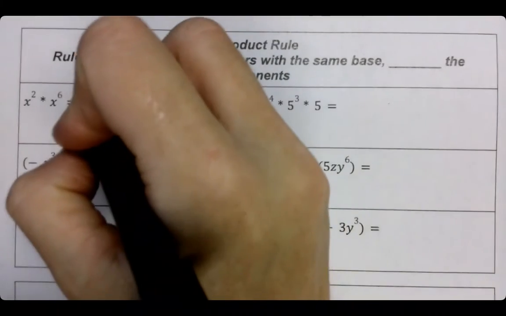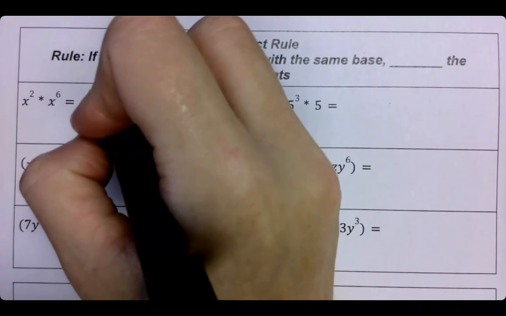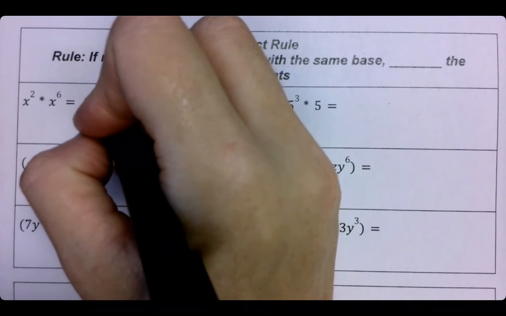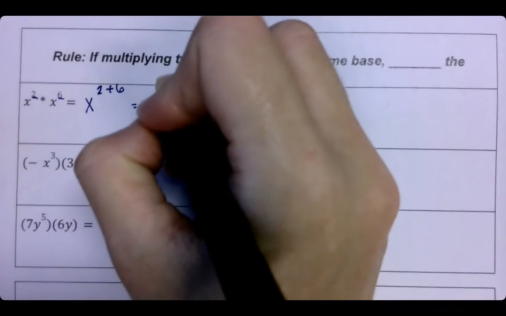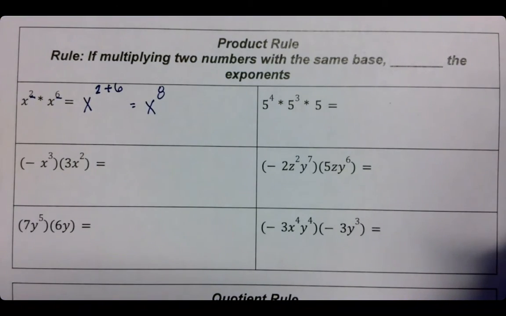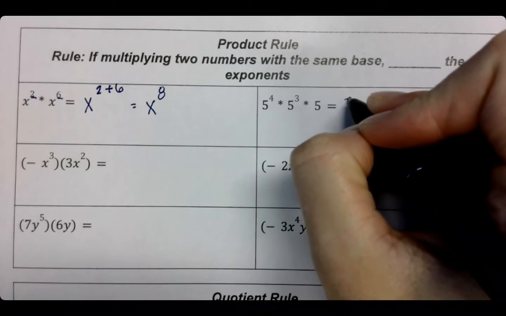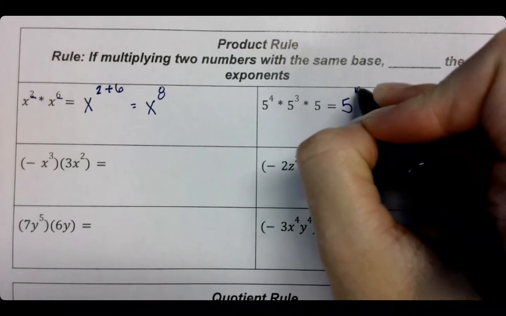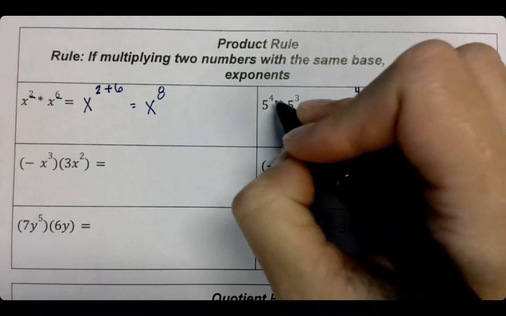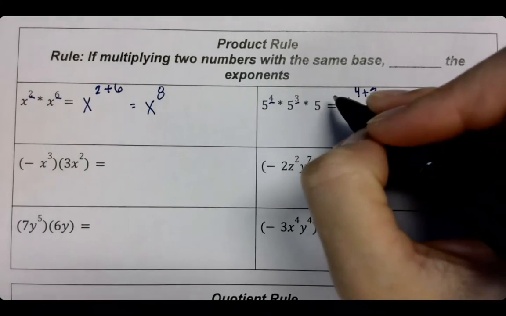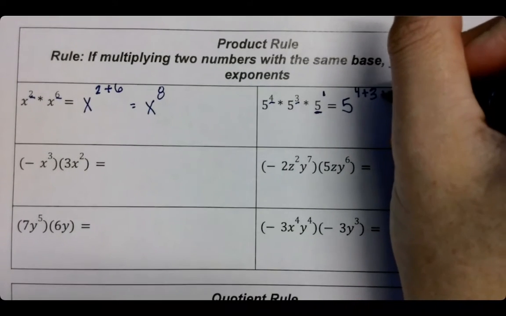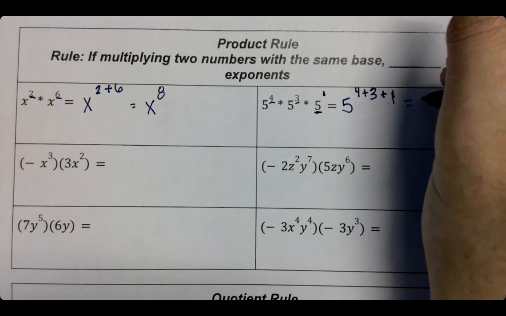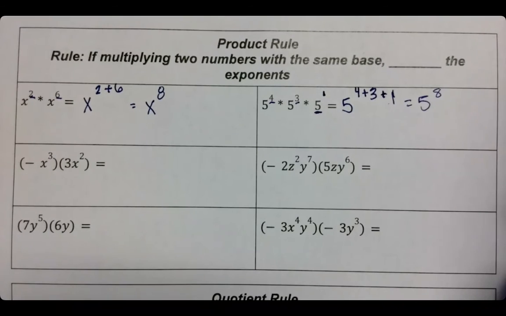So looking at that first piece, this would be x squared plus 6, right? 2 from here, 6 from here, and you're getting x to the 8th. For one like this, we have 4 plus 3. I'm sure you got that. But don't forget, there's this other 5 right here, and that kind of has an invisible 1. So this is actually plus 1 as well. And so that actually gives you 5 to the 8th.